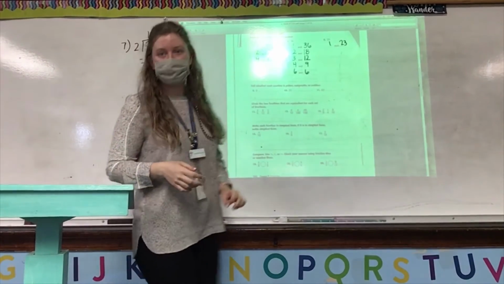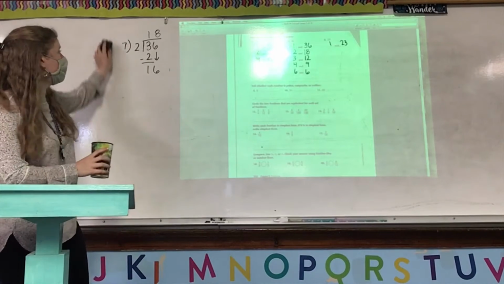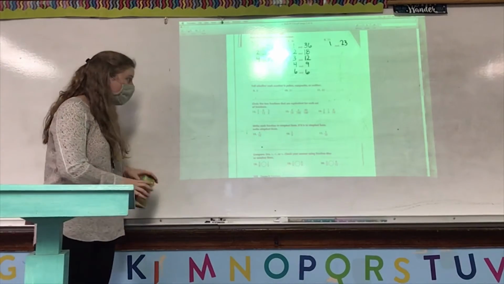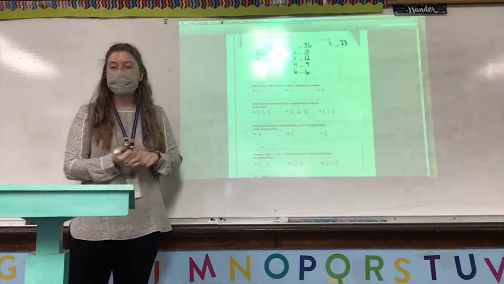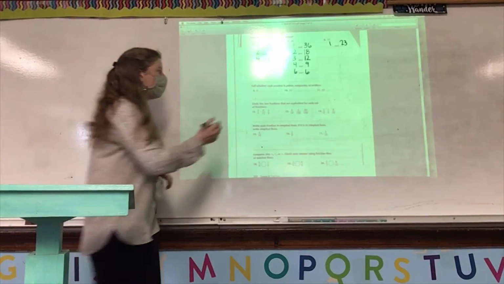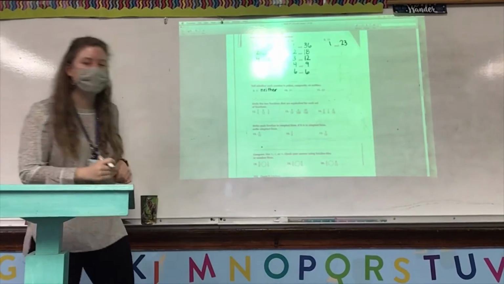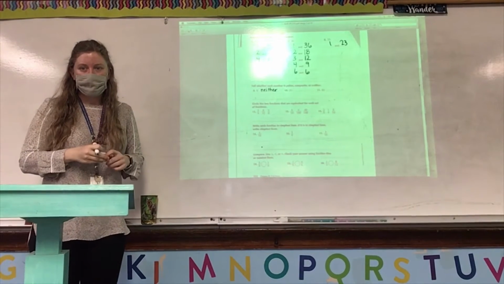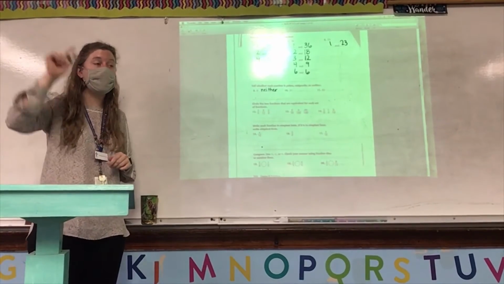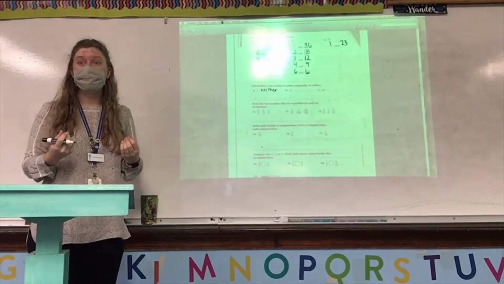Okay, now, oh wait, I don't need to erase. Numbers 9 through 11 say tell whether each number is prime, composite, or neither. Zari, number 9, 0. Is it prime, composite, or neither? Neither. What is the main reason that 0 is neither prime nor composite? Because anything times 0 would equal 0. But that's not the main reason. What's the main reason? Zadie. It's not a whole number.